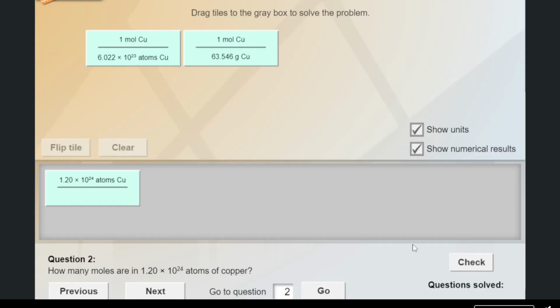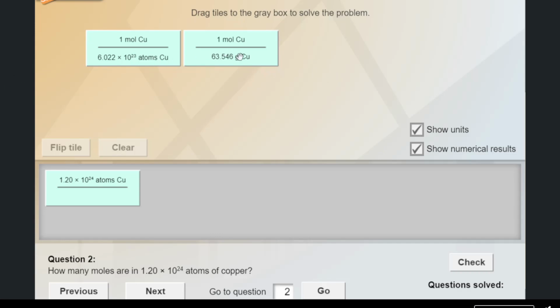When doing mole conversions, you use dimensional analysis, and we know our conversion factors, so you have to look at what's given, and in this case we have 1.20 times 10 to the 24 atoms. That's a type of particle. An atom is a particle. And then what's unknown, which is moles. So we're converting from particles to moles. And our conversion factor between particles and moles is Avogadro's number.